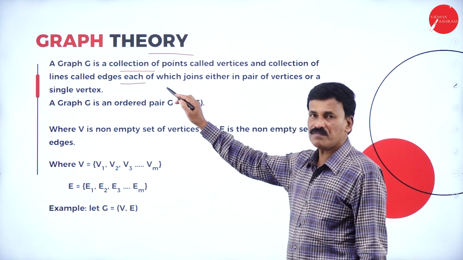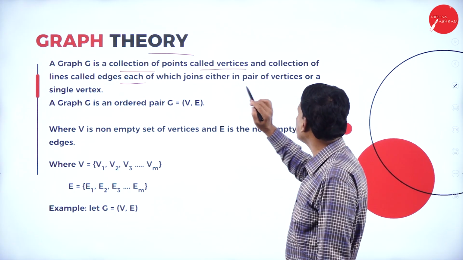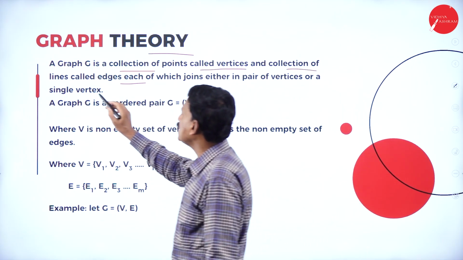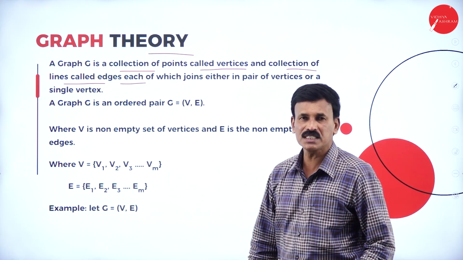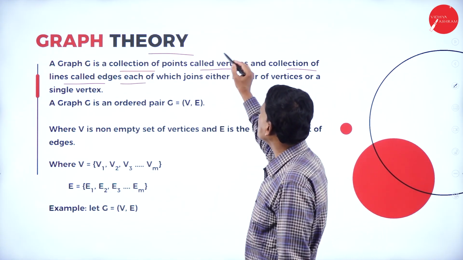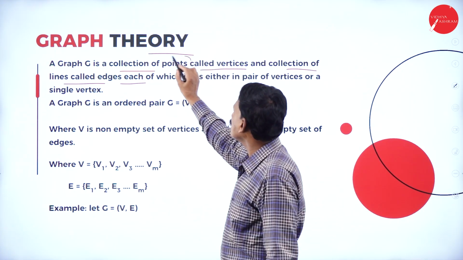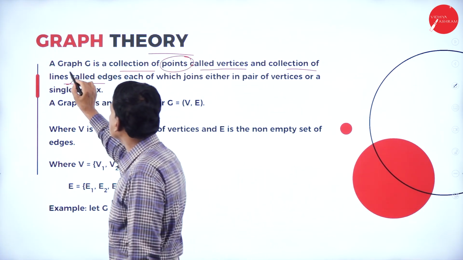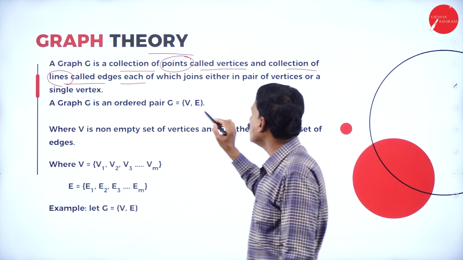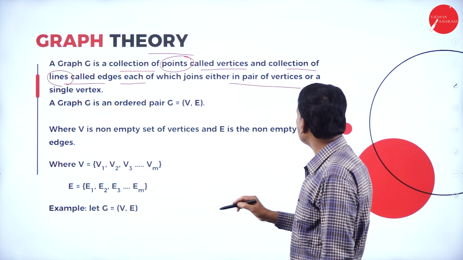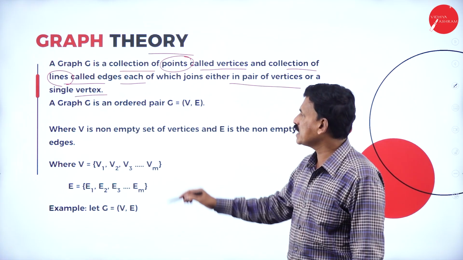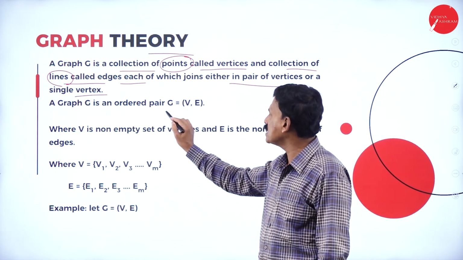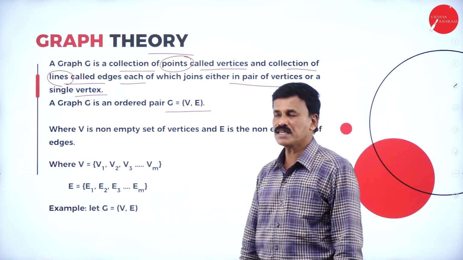That is, a graph is a collection of points called vertices and the collection of lines is called the edges. The collection of points as well as the lines is called the graph, which joins either pairs of vertices or a single vertex. Now a graph is an ordered pair consisting of V and E.